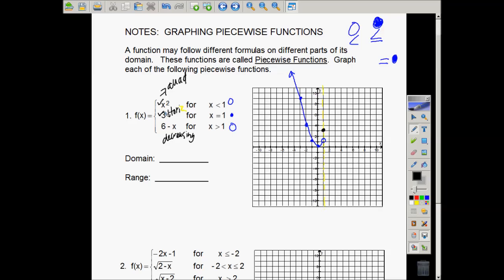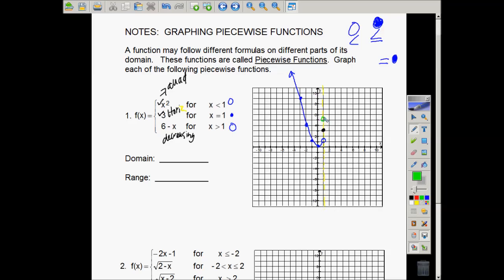So now the next one is 6 minus x. If I plug in 1 there, where do I lie? 5. So here, am I open or closed at 5? Open. All right. So now I can figure out the rest.